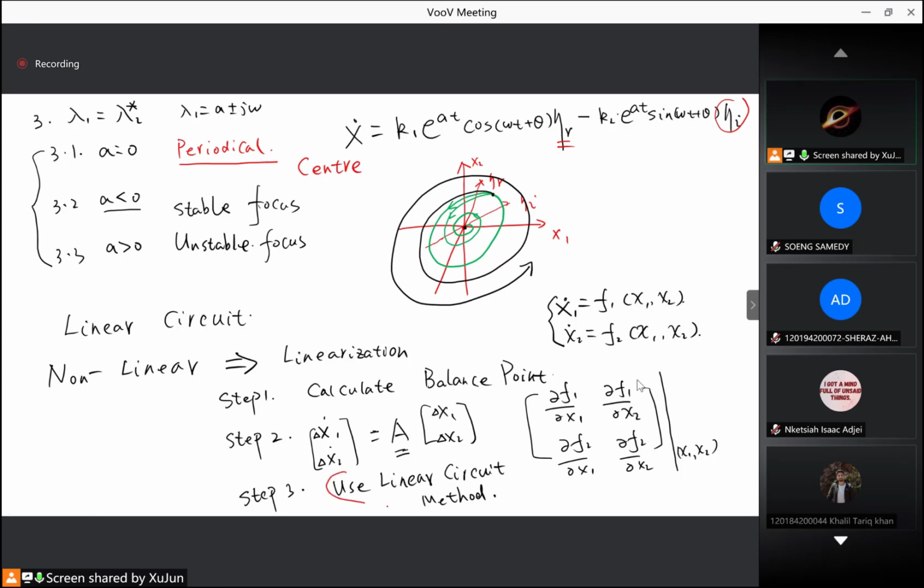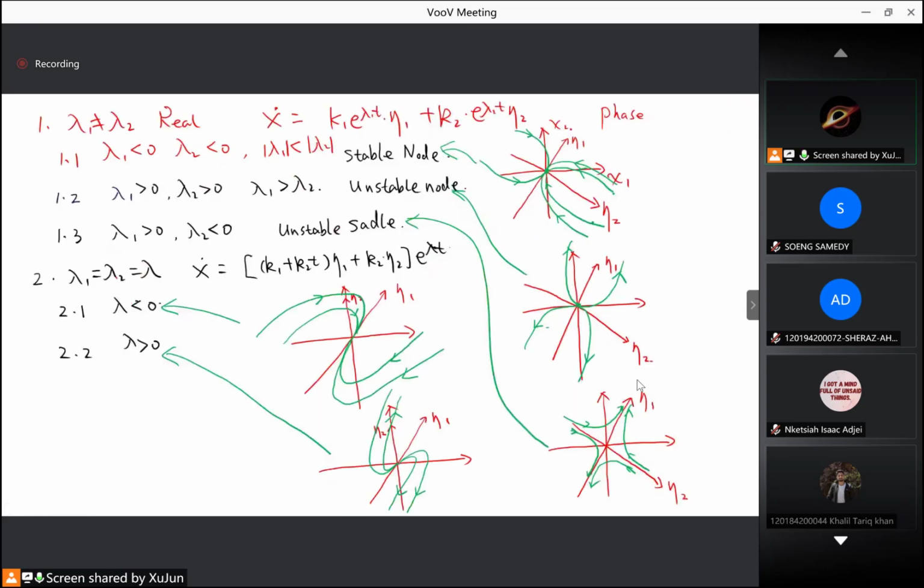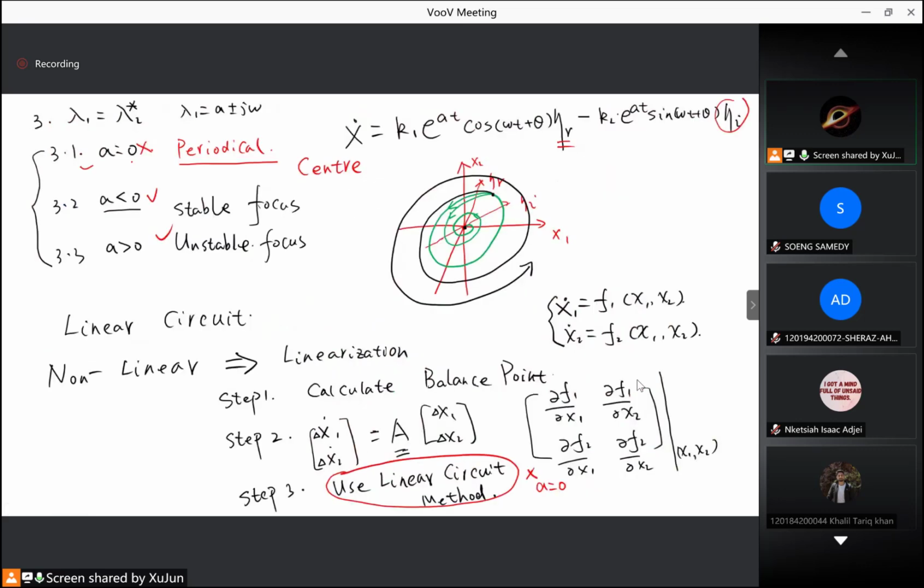But pay attention to step 3. When you use the linear circuit method, the only case where we can't use this method is if the real part r equals 0. For any other case, we can use it. Only this case, we can't use the linearization. So this is the nonlinear circuit. We analyze the linear circuit at first, then use the same method to analyze the nonlinear circuit.